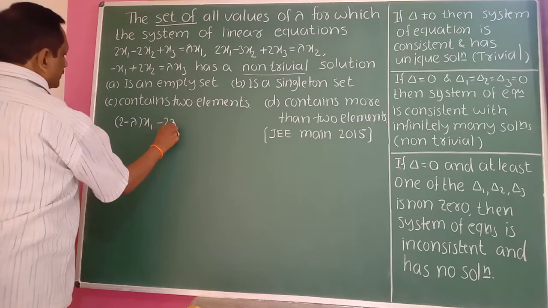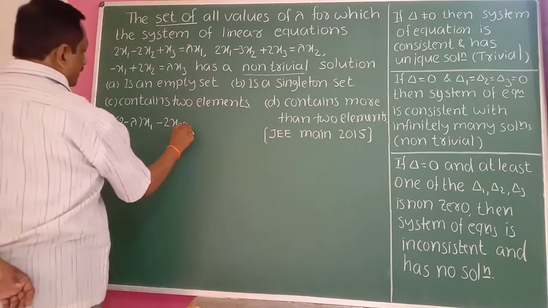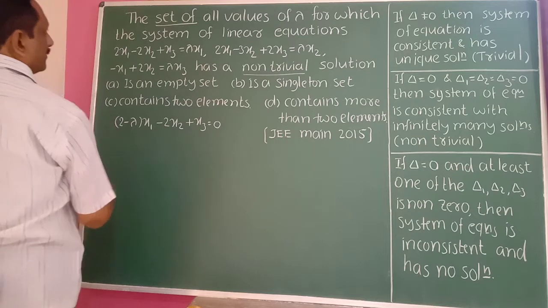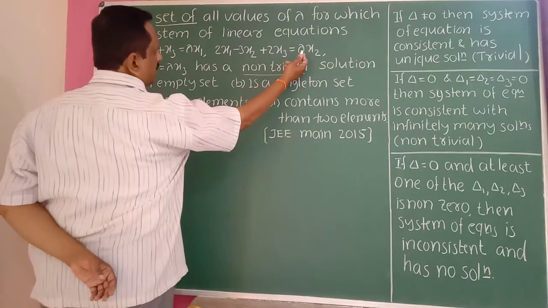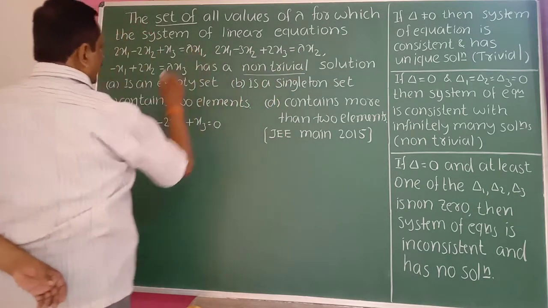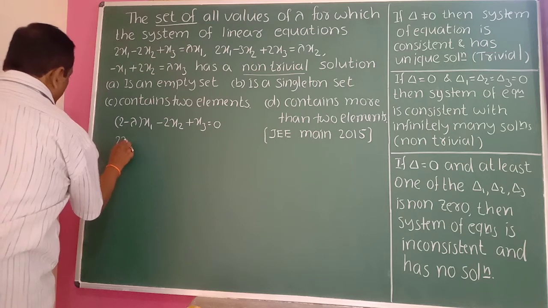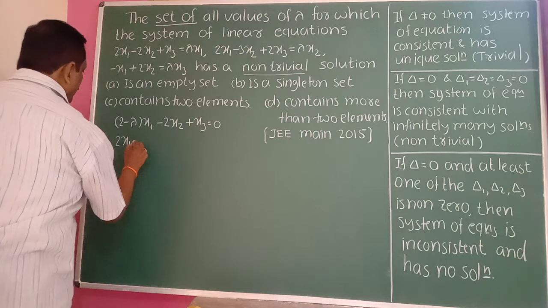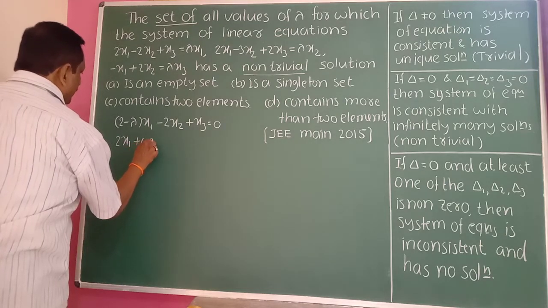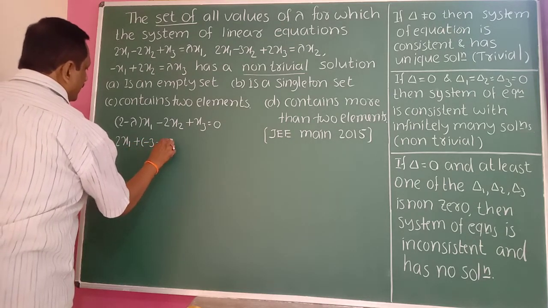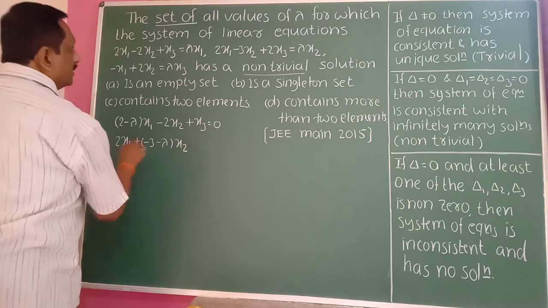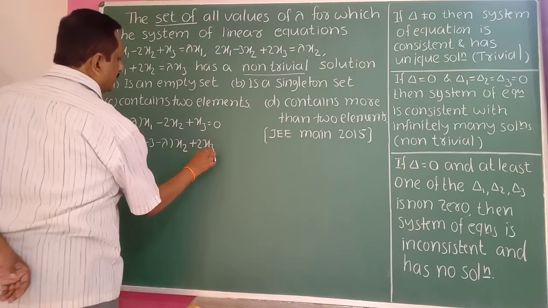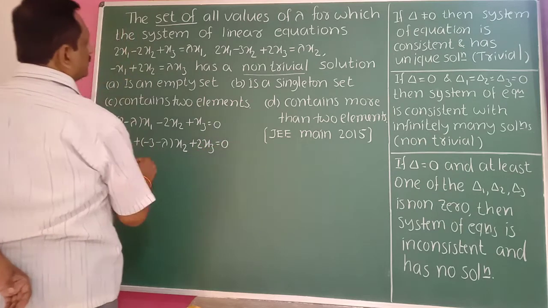Minus of 2x2 then plus x3 is equal to 0. Here also take lambda x2 to the left side. 2x1 keep as it is here. Take lambda x2 to the left side here. So plus minus 3 minus lambda into x2 here plus 2x3 is equal to 0.